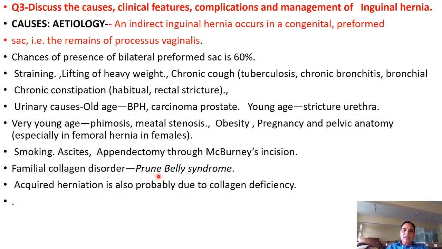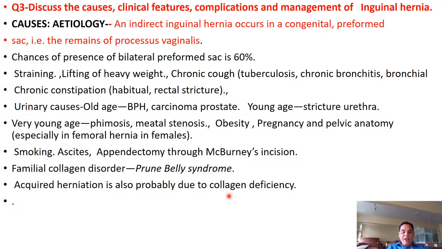And in the collagen disorders, Prune-Belly syndrome is very common. And with this acquired herniation, you see many of the hernias, even indirect, occur in very old age. Then what is the cause? Why should he have a congenital hernia at the age of 40, 50? There they say it is a deficiency of collagen. The types of collagen are soft collagen, hard collagen. That collagen deficiency itself will lead to herniation.